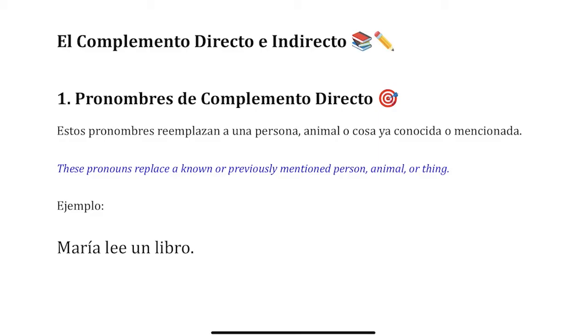In today's lesson, we are going to study the complemento directo e indirecto. The direct object is a complement to the sentence that indicates the person or thing that directly receives the action of the verb. That is, it answers the questions what or whom.